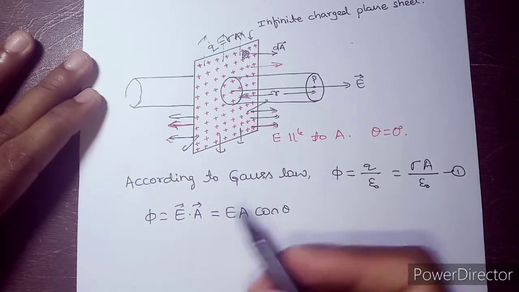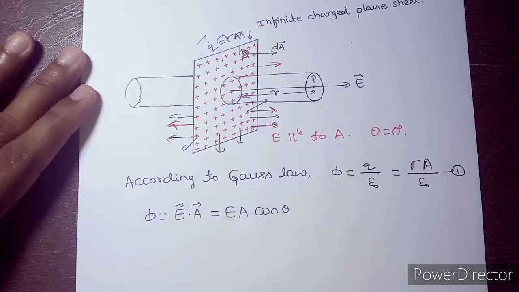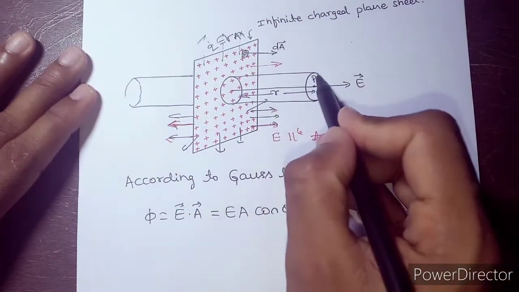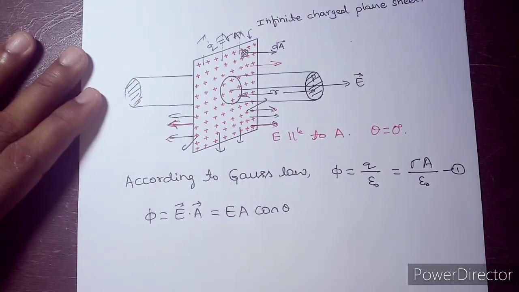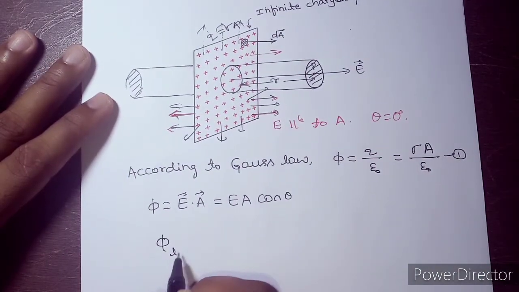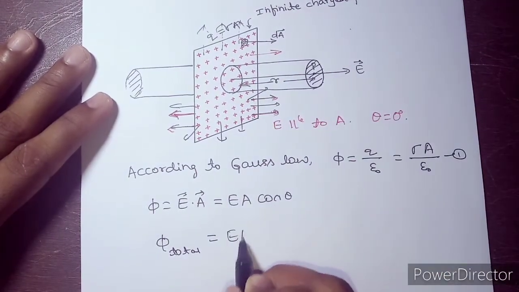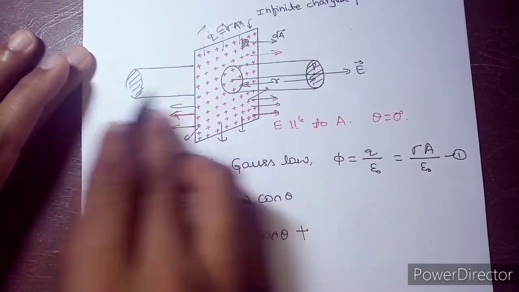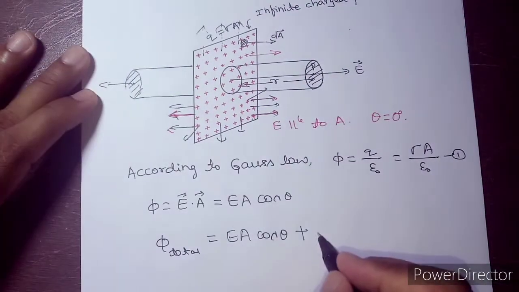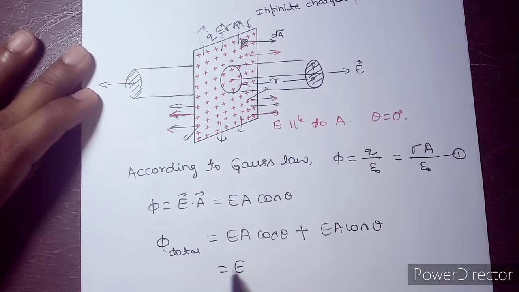So the magnitude of electric flux will be added here. Total electric flux will be added here. So flux through this surface as well as flux through this surface, we'll get 2 times of that. So total electric flux will be flux through this one, E A cos theta, plus the same magnitude in this particular direction also, that is given by E A cos theta. So that is equal to 2 times E A cos theta.